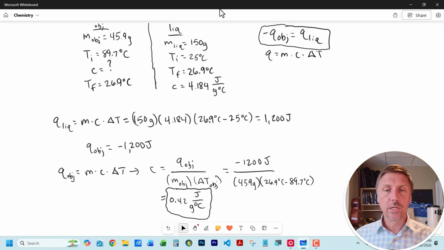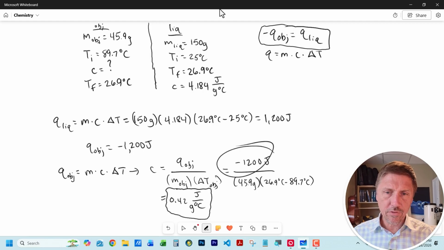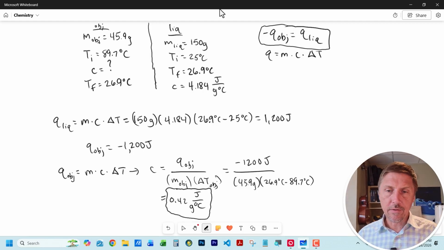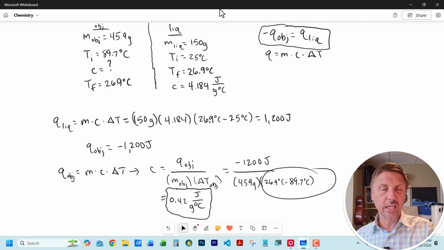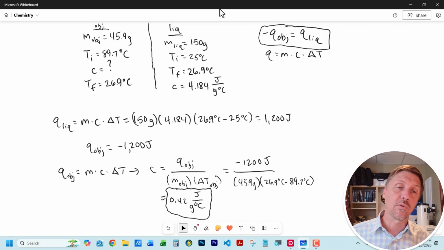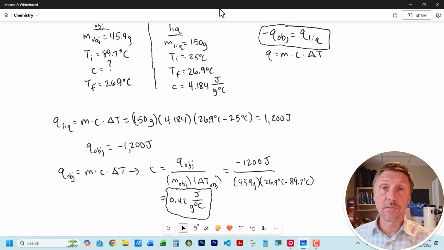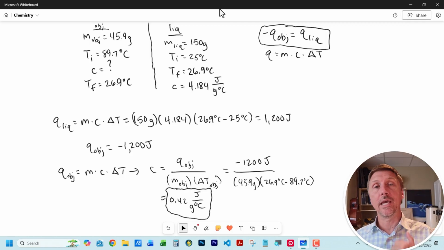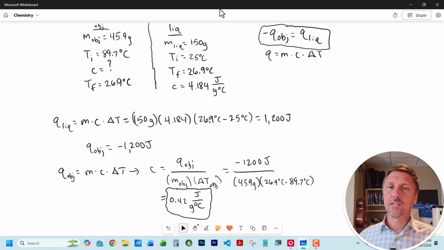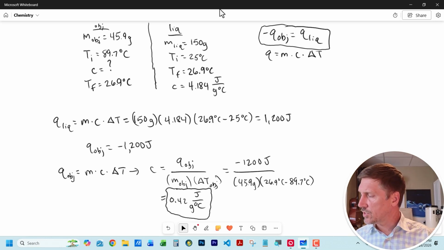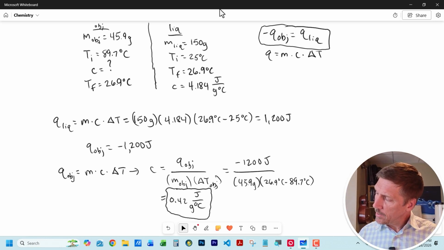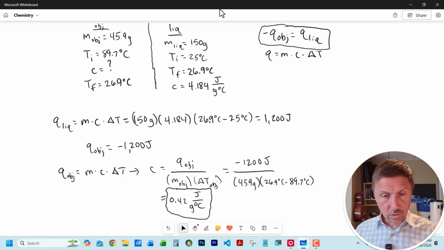Now, you'll notice we had a negative Q right here, and we ended up having a negative change in T, so the negatives canceled out. We had a positive value for our specific heat capacity. That will always be the case. So if you don't get a positive value for that, you did something wrong somewhere. So that's just something to be aware of. All right. So 0.42 joules per gram degrees C.